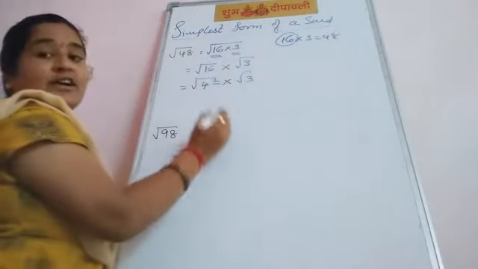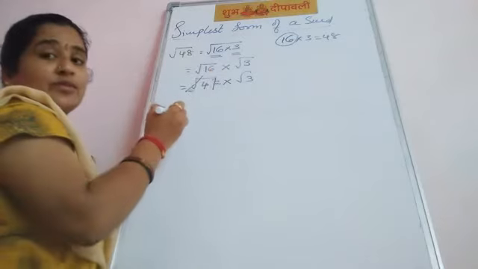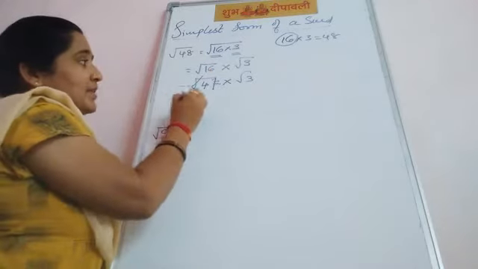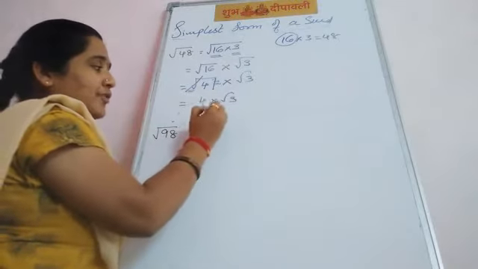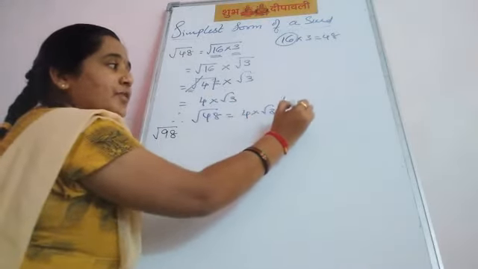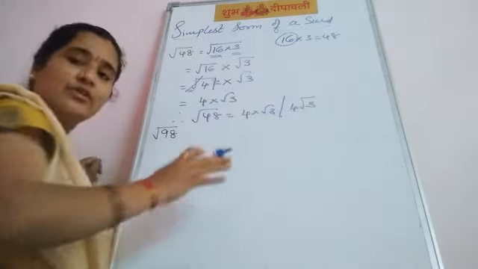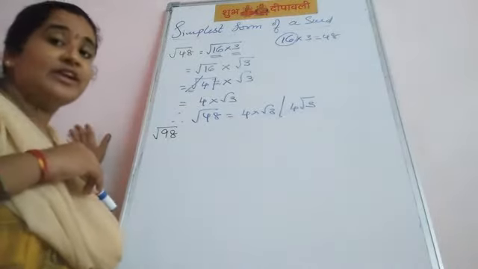Here this power and the order of the surd are the same, so the 2 and root 2 get cancelled. 4 into root 3. Therefore root 48 equals 4 into root 3. Otherwise, 4 root 3, you give some gap, no need of giving multiplication. This is the simplest form of the surd.